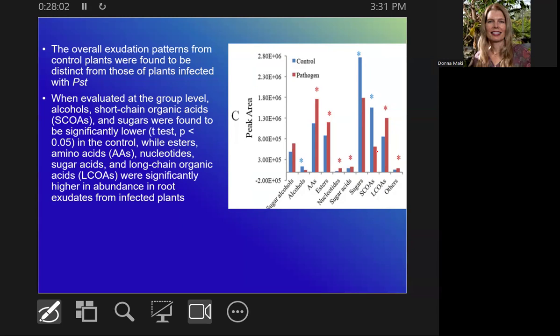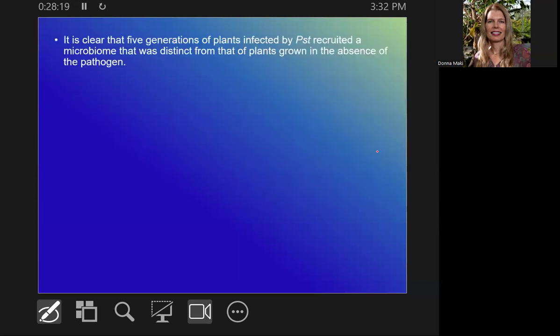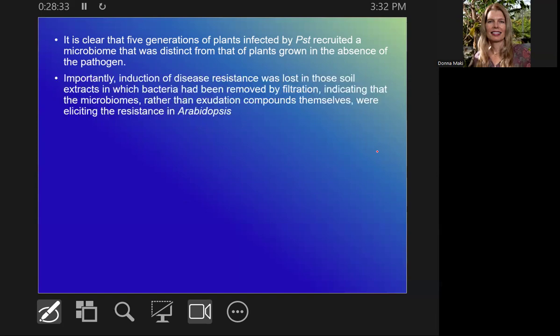So clearly they can show the conditioned soil from the pathogen being present versus the control. You definitely have a shift in exudation patterns. So that was a really nice addition to this study. So 5 generations of plants that were infected with Pseudomonas did shift and recruit the microbiome distinct from that control that didn't have the pathogen present.